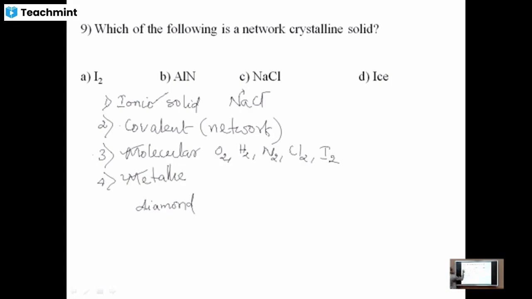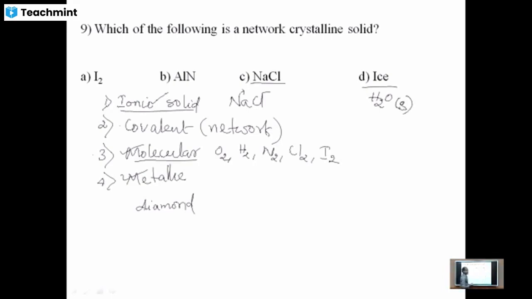Okay. Here, there are 4 options. Iodine is a molecule. Therefore, it is an example for molecular solid. Sodium chloride is an ionic crystal. Therefore, forming ionic solid. I is basically a water molecule. I is nothing but solid water.